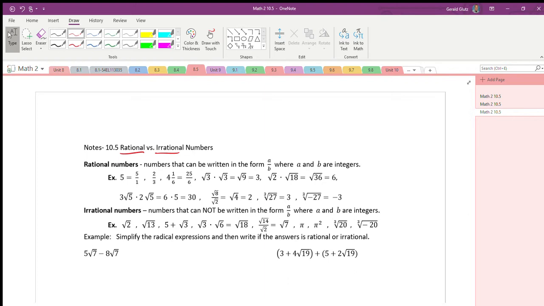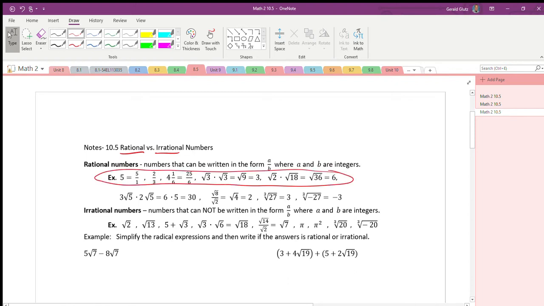So if there's ever a number you can write as a fraction, any whole number you can write as a fraction, then it is a rational number. So all these are examples of rational numbers right here. And then these are all rational numbers.